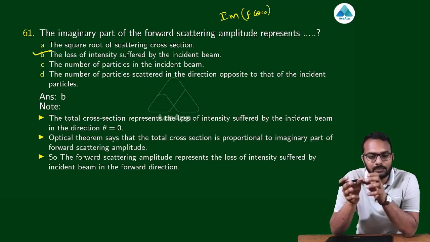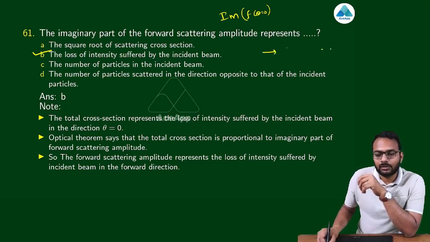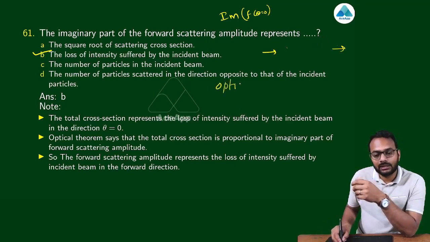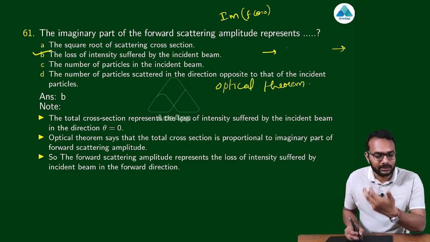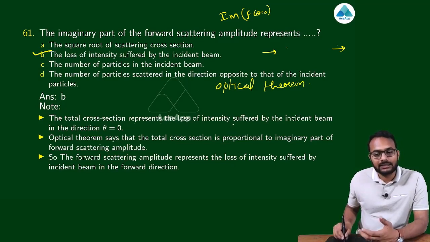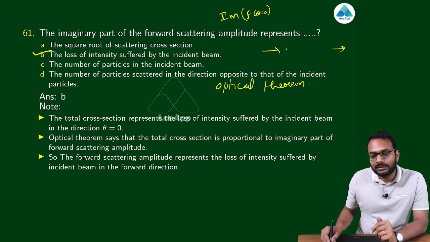Okay, incident beam, that is, there is an incident beam, part of it is going like that. Okay, looking at this beam, this loss of intensity, because the loss of intensity shows how much has scattered. So this is clear. This is really a realization we get from the optical theorem. Okay, we are talking about the optical theorem. Let me explain that. The total cross section represents a loss of intensity suffered by the incident beam in the direction theta equal to 0.